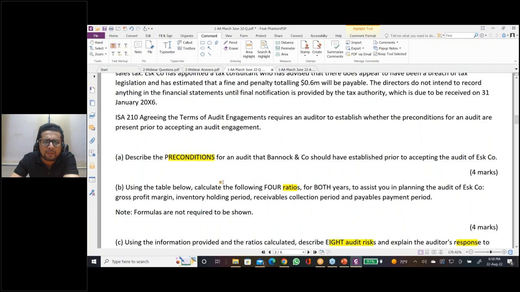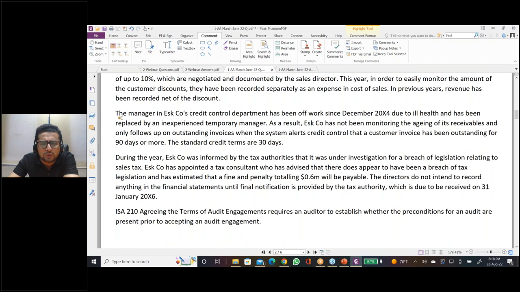This particular exam requirement had nothing to do with the question itself, but there was a bit of a story relevant to the receivables, and this is the story. The manager in E company's credit control department has been off work since December 2024 due to ill health and has been replaced by an inexperienced temporary manager. As a result, the company has not been monitoring the aging of its receivable.